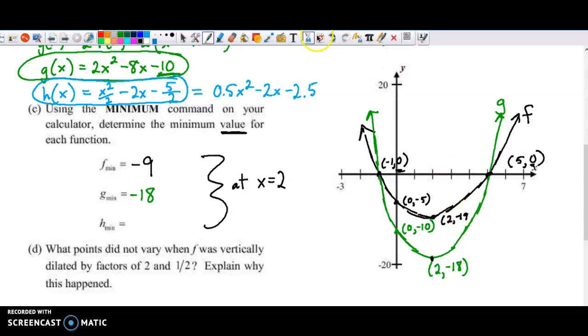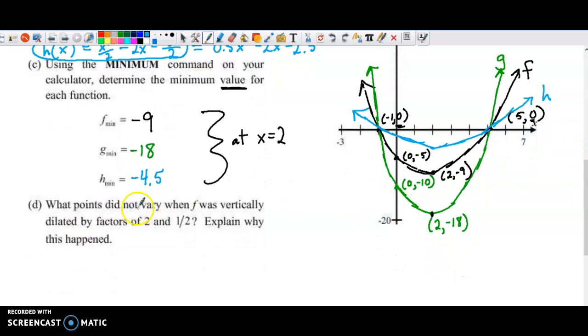What did I even write right there? There we go. Let me fix that. That was bugging me. 2, -9. And then it might even make sense that the minimum value for h would be -4.5, happening at x equals 2. Its y-intercept was also -2.5. And it was a lot wider of a graph. I'm just going to put it over here and call that h.